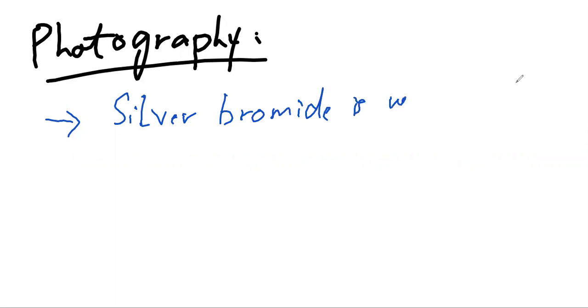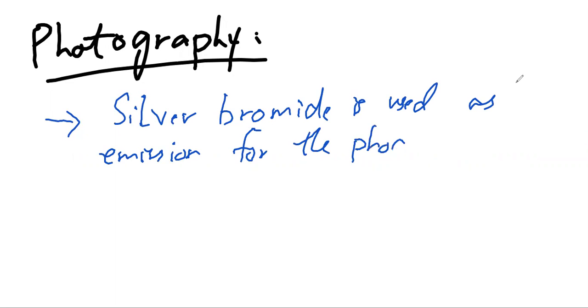In photography, silver bromide is used as emulsion for the photographic plate. On the photographic plate, silver bromide is coated.